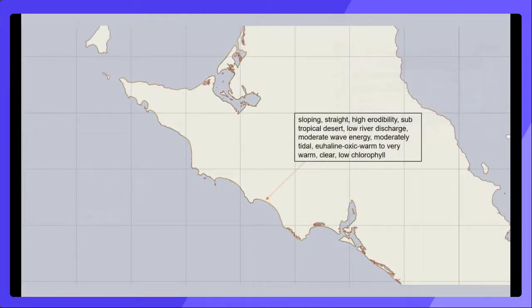While each of these variables alone is interesting, I think the real power comes when we combine them into a consistent, plain language description. The 1 kilometer segment of shoreline highlighted here could be described as sloping, straight, high erodibility, subtropical desert with low river discharge, moderate wave energy, moderately tidal, with euhaline oxic warm to very warm waters that are clear and have low chlorophyll.